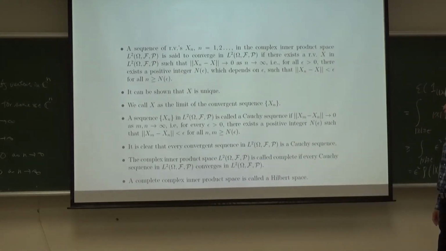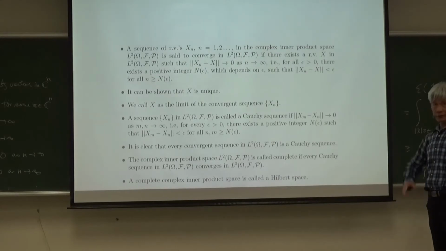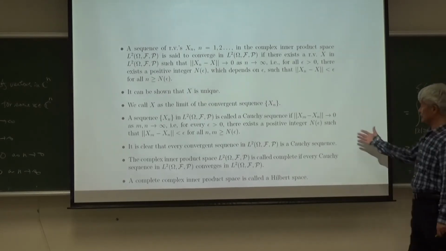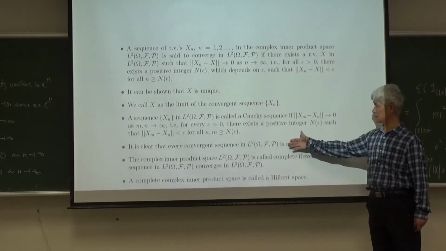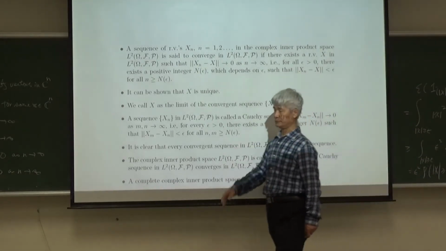It is clear that every convergent sequence in L2 is a Cauchy sequence, of course. If it is convergent, it satisfies this condition, so it is a Cauchy sequence. This is the same as we have in calculus. But the converse may not be true. A Cauchy sequence may not be convergent.